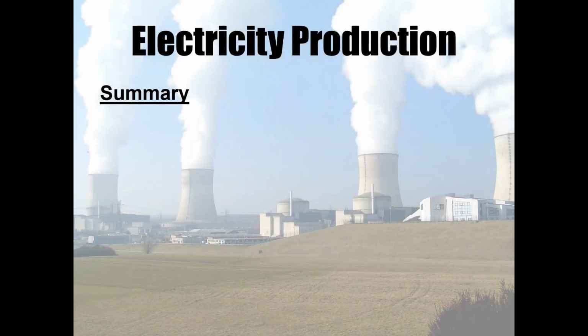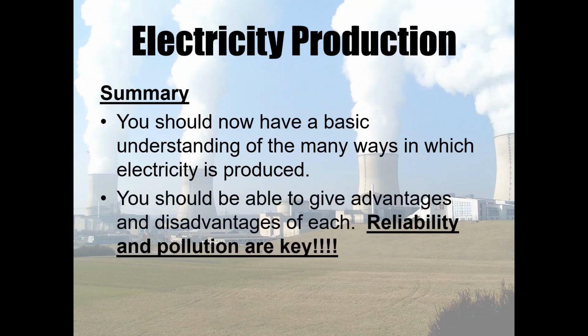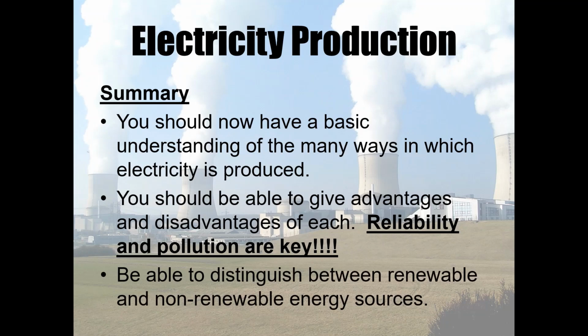Okay, just to summarize what we've done today then. You should have a basic understanding of how each of these different methods of electricity production works. You do not need to go into detail. You just need to have a rough idea of how that electricity is generated. Secondly, you should be able to give advantages and disadvantages of each form of electricity production. The key ones to always mention are reliability and pollution, and also whether it's renewable or non-renewable. And therefore, the last thing we wanted you to be able to do at the end of this lesson was to distinguish between renewable and non-renewable energy resources.